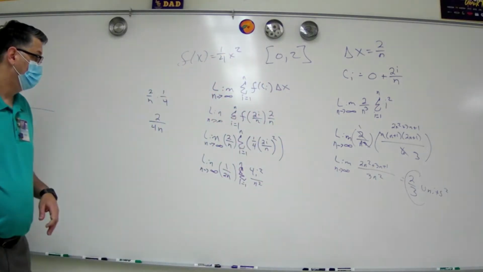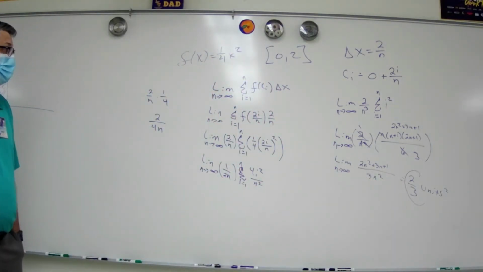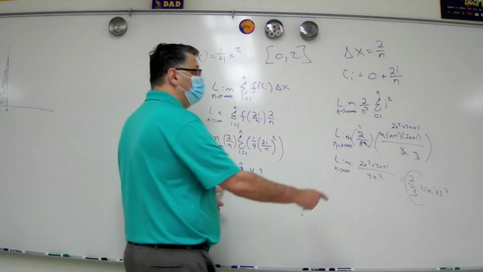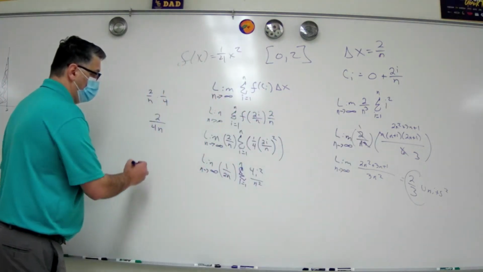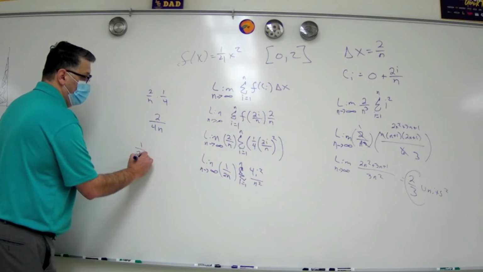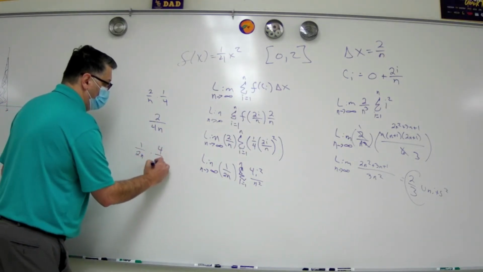We went from 1 over 2 over 2 to, from here to here? Yeah. So we did this: 1 over 2n times 4 over n squared.